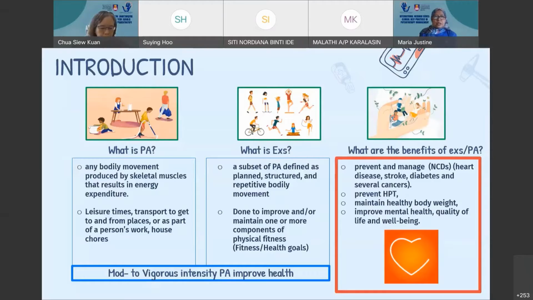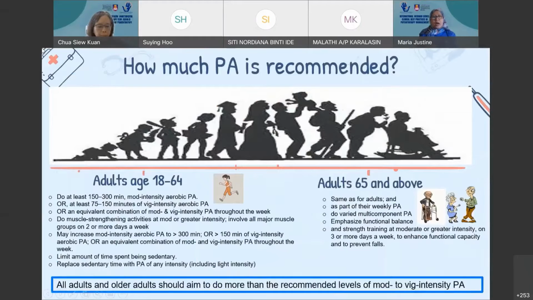So how much physical activity is recommended? We are talking about exercise participation or physical activity that is normally done from the moment you are delivered, from womb to tomb, until you die. Physical activity is very important to maintain your well-being. For adults aged 18 to 64 and older adults 65 and above, the recommendations are similar: they need to do at least 150 to 300 minutes of moderate intensity aerobic physical activity, or at least 75 to 150 minutes of vigorous intensity aerobic physical activity, and incorporate strengthening exercises.